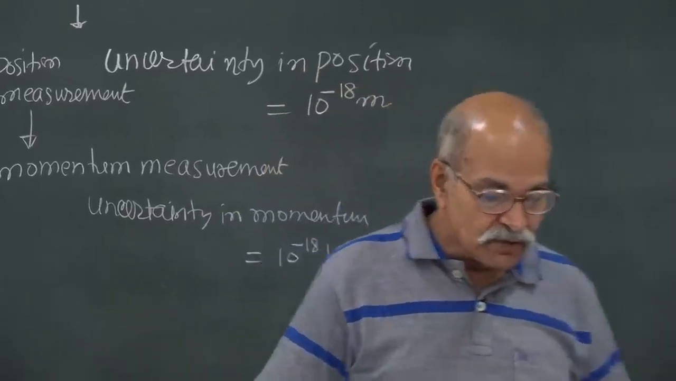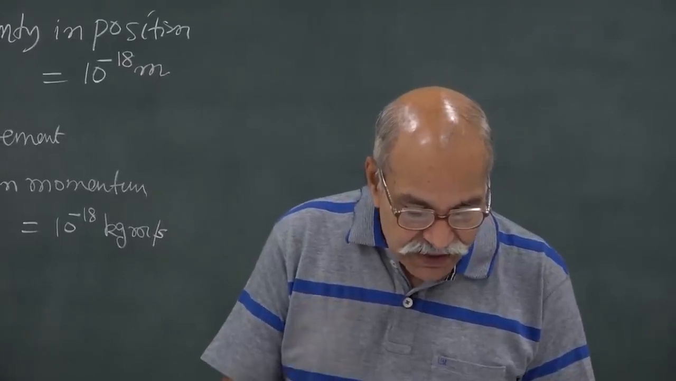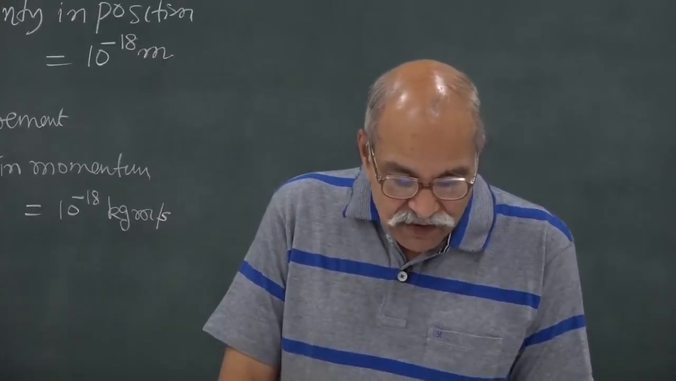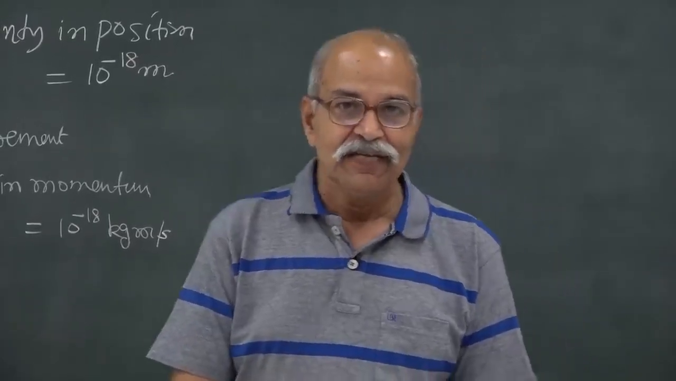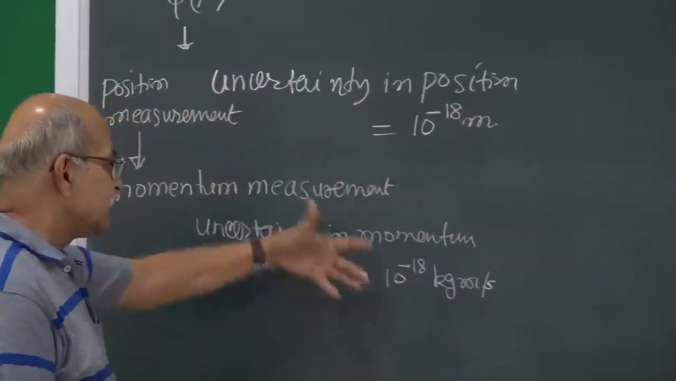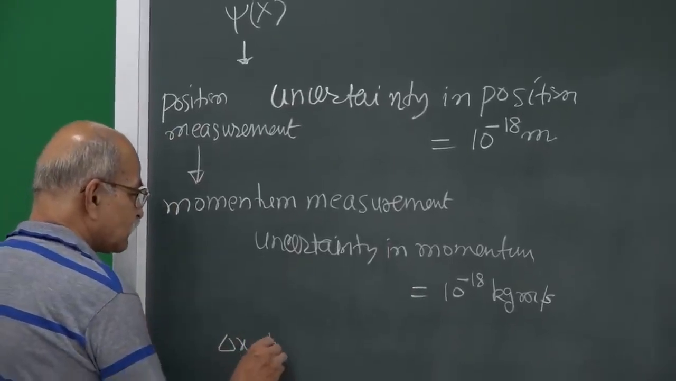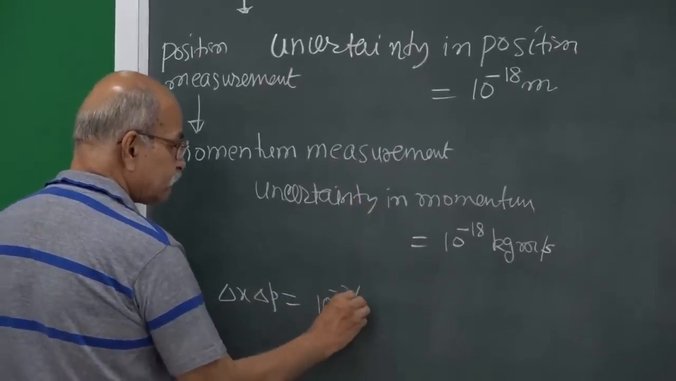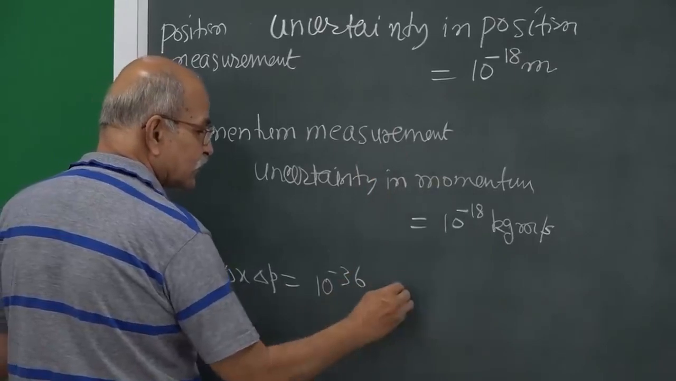Now, there were 4 options, but the main question was whether the above 2 measurements violate the Heisenberg uncertainty principle, yes or no. Because if you take this as delta x, this as delta p, and if you multiply delta x delta p in SI units, it becomes 10 to the power minus 36, right. This is in SI units, joule second.